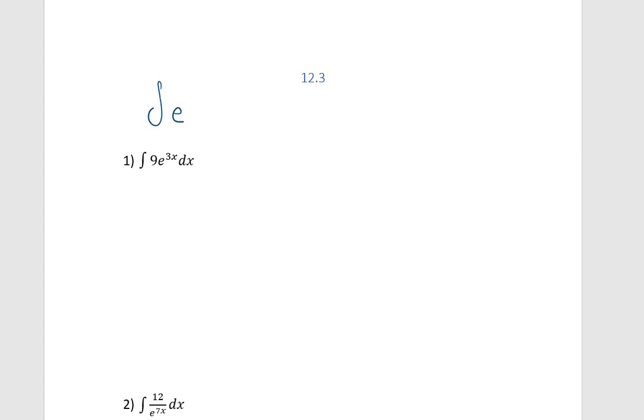So if you have the antiderivative of e to the k times x dx, where k is just some number, then the antiderivative is going to be 1 over k e to the kx plus c, where c is some constant. Okay, so that's the cheat. I'm going to show you both ways. I'm going to show you the long calculus way, and then we'll use the cheat way to make sure that our answer is correct. So here we have the antiderivative of 9e to the 3x dx.